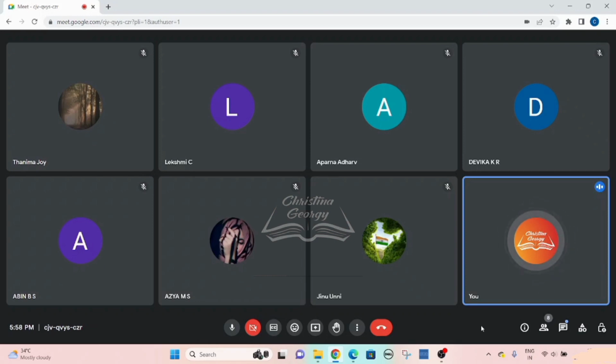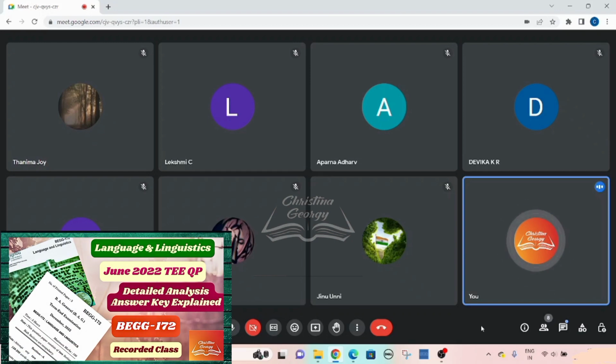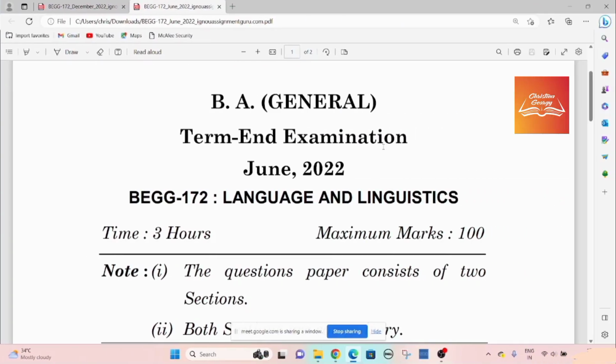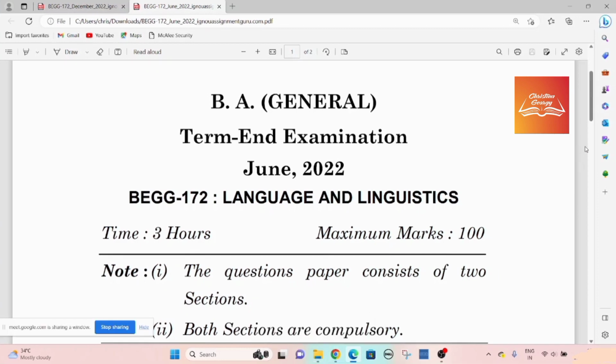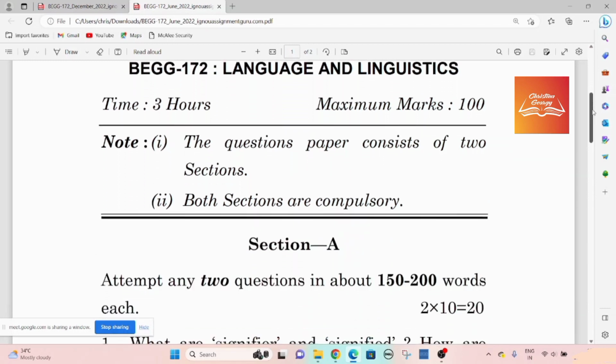Right now, we will focus our attention towards another previous paper, that is the June 2022 question paper. Let me take a minute to share my screen with you. Most of the aspects are the same regarding the time, the maximum marks and the instructions. These are as discussed in our previous session, so I am not elaborating on all these once again. Let's straight away move on to the questions.